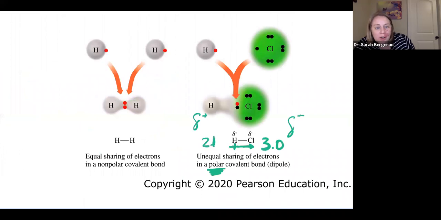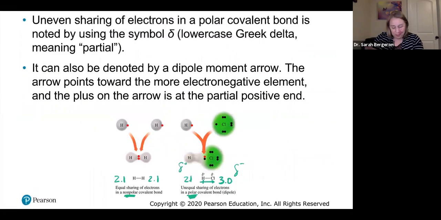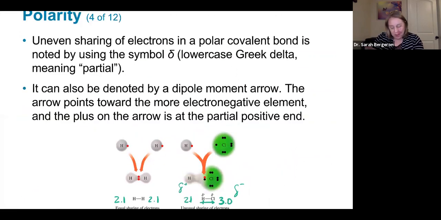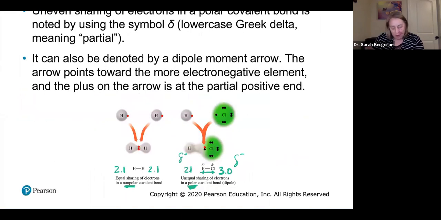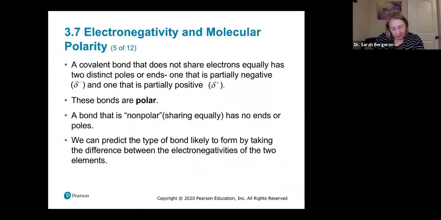Whereas if we look over here at H2, H2 is nonpolar because they're both hydrogen. They have the same electronegativity, 2.1 and 2.1, so the electrons are shared equally between the two atoms. We can denote polarity using the lowercase Greek delta, or we can do the arrow.